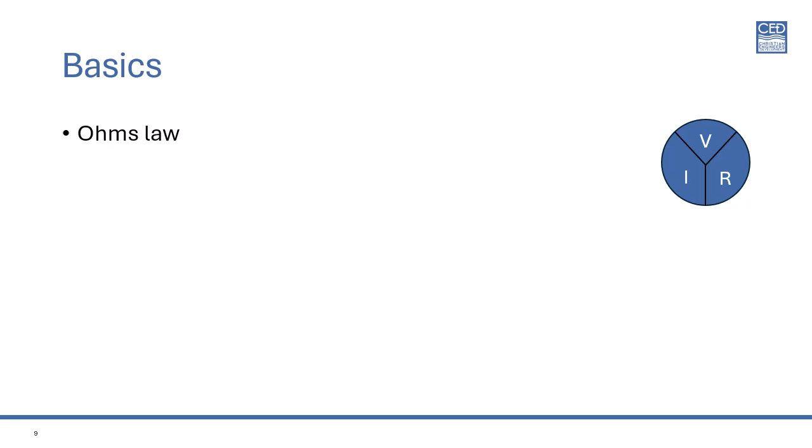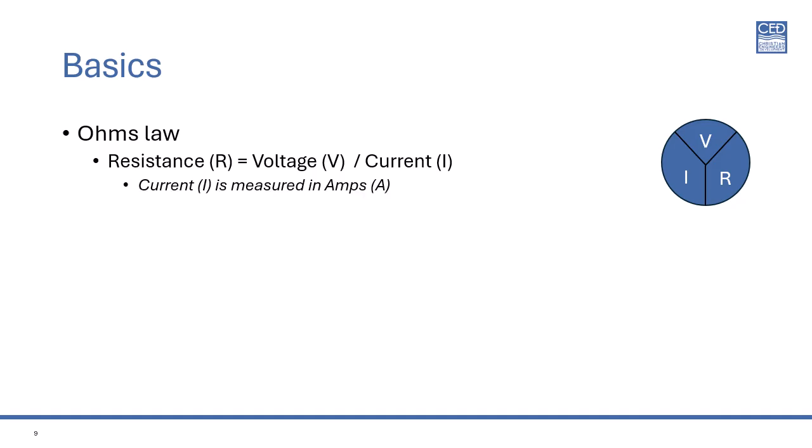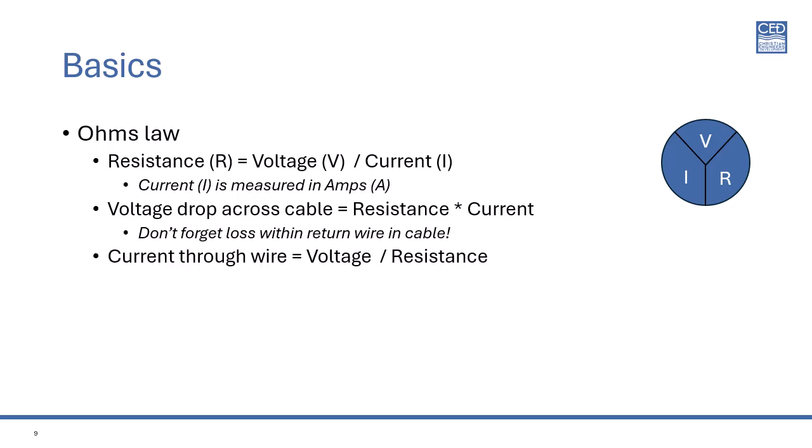Before answering the previous questions, we're going to take a look at a few electrical basics, the sort of things you did at school in physics lessons. So we learned that Ohm's law defines resistance as voltage divided by current, and this means that the voltage drop across a cable is the resistance multiplied by the current. Likewise, the current that passes through that wire is the voltage divided by the resistance.